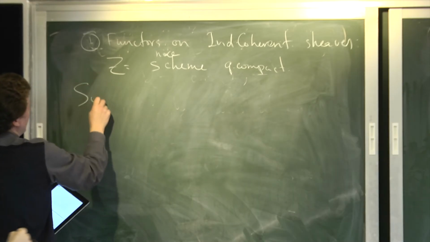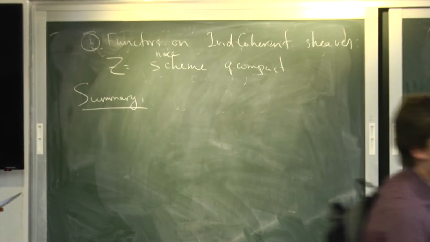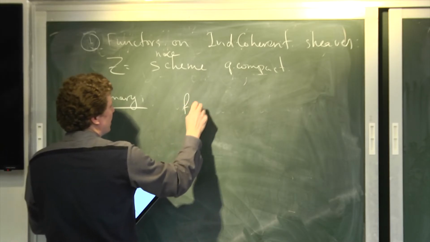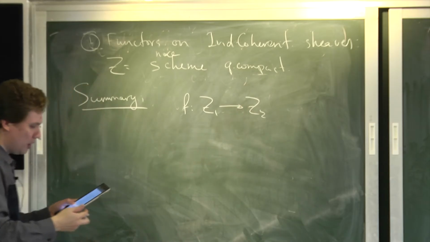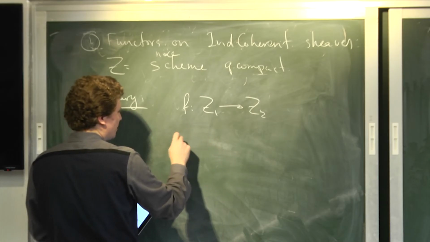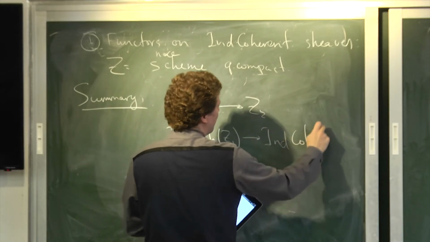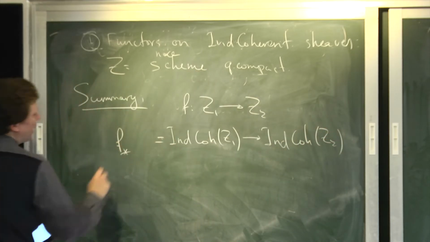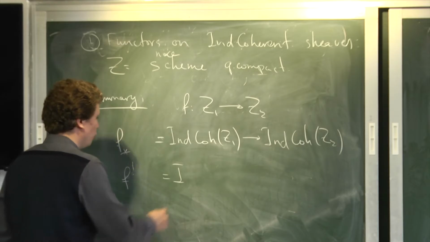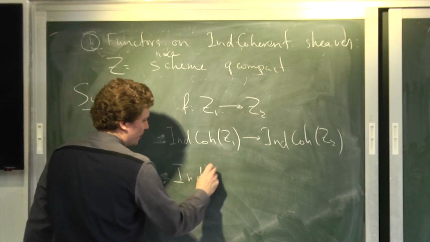OK, so a short summary of the operations. These are not the only operations, but the most important ones that involve these ind-coherent sheaves. When there is a morphism between two schemes, there are two functors between the categories of ind-coherent sheaves. There's a functor of direct image, or more precisely, the star direct image. And the pullback in the ind-coherent world is the extraordinary pullback, the shriek pullback, which goes in the opposite direction.